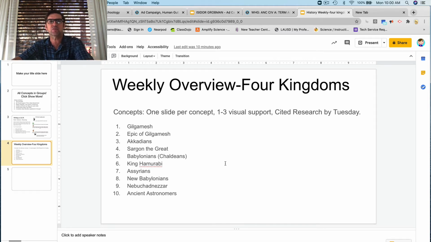Now, I know a lot of you are familiar with me putting these into groups. I will also put these into groups, but only on Monday do I actually put the lesson for the day in the slideshow, because after today, I can't do it for everybody. So this tells you what needs to be done today. 1 slide per concept, 1 to 3 visual support, cited research by Tuesday.